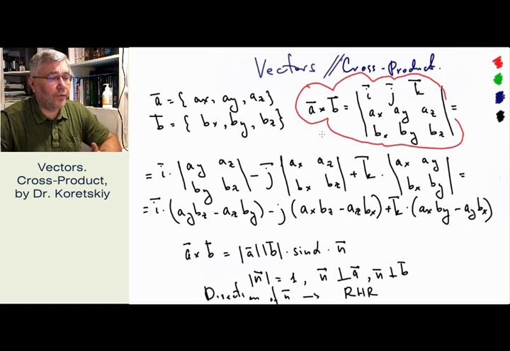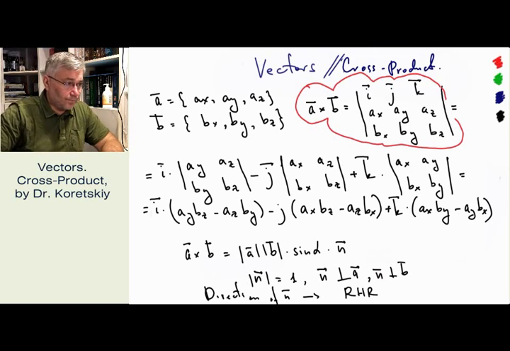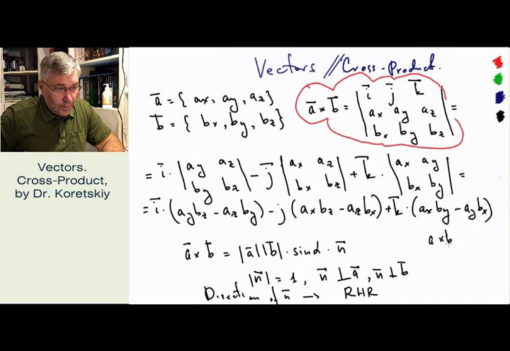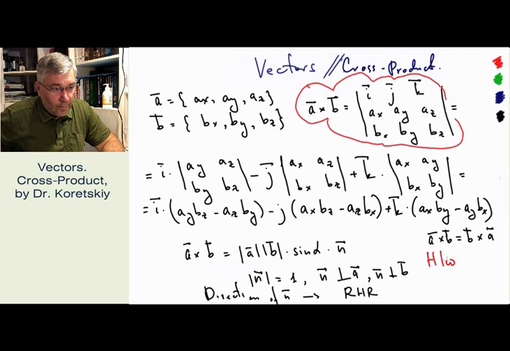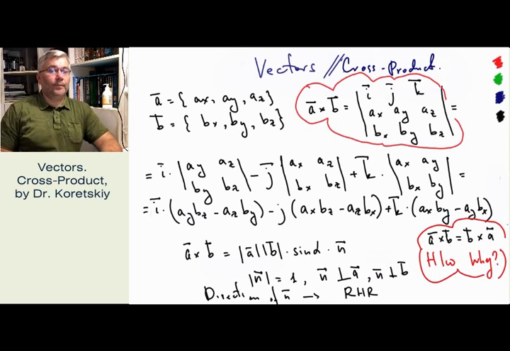According to the definition of the cross product, you can notice that A cross product B is not equal to B cross product A. So here you have your home assignment. Try to explain why.